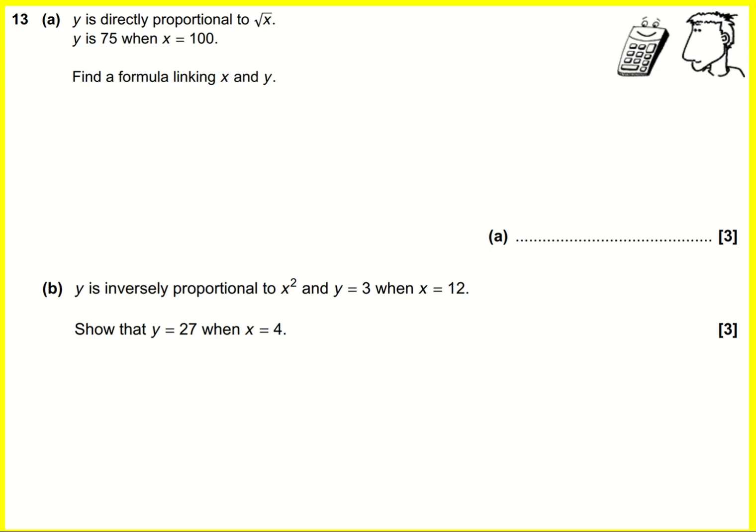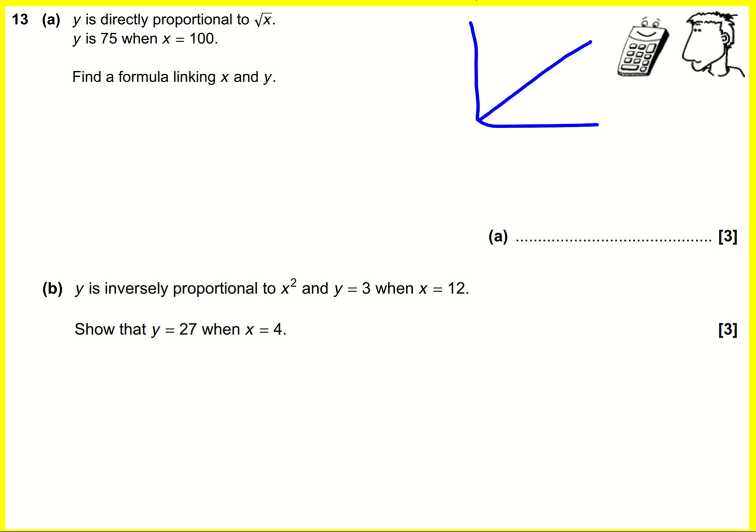Y is directly proportional to root x. Y is 75 when x is 100. Find a formula linking x and y. Let's just think back. Directly proportional is when you have a graph like this and you get a straight line.